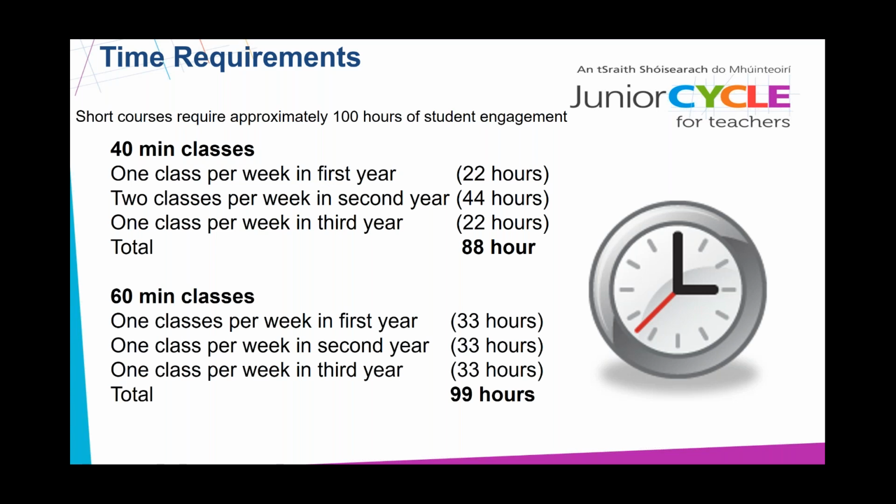If you're in a school that has 60-minute classes, so in the second scenario there, what you see is that you need to offer one class a week in first, one in second, and one in third year, and that brings you to a total of 99 hours, meaning that some of the activity that I'd outlined for the first scenario there could actually take place during your timetabled hours in that second scenario.